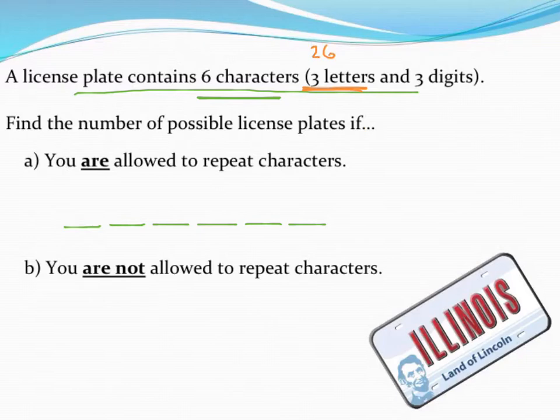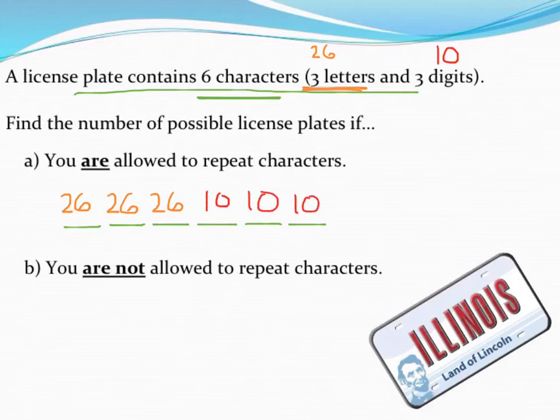So I've got 26 choices that I can make for those letter blank spaces. So for that first blank space, I've got 26 choices. Because I am allowed to repeat, I've also got 26 choices for my next space, and then 26 choices again. Well, after that, it says I switch to digits, so the digits 0 through 9, which means there are 10 choices to make there. 0 through 9 is 10 different digits. So for my fourth blank space, there are 10 options, and then since I'm allowed to repeat, once again, I've got 10, and I've got 10.